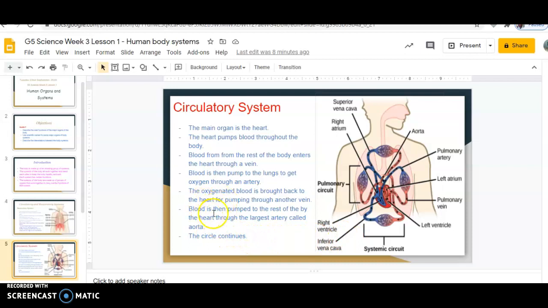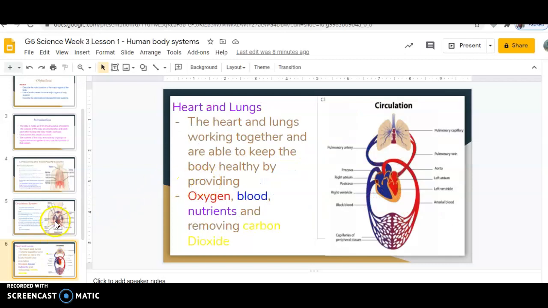The cycle continues, and then now your body can be kept healthy. During this time, the blood carries even nutrients, it even takes carbon dioxide and all those other things. Now, this is a combination of the two systems. You can see the lungs is here, which is the respiratory system. You can see the heart is here, which is the center of the circulatory system.